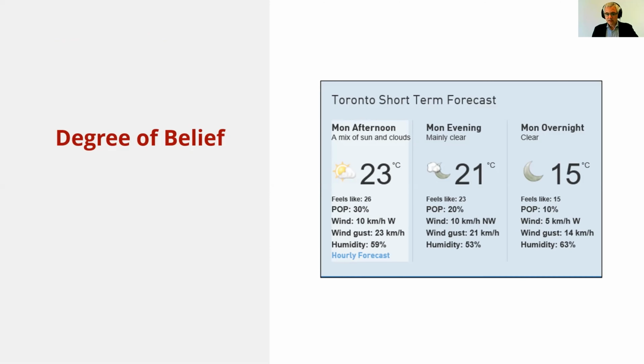Let's take a simple example with the weather forecast. Each day you might look at the weather forecast and read what is the probability of precipitation, the POP. And you decide, based on personal experience, if the POP is 50 or less, then you don't take an umbrella. If it's higher than that, then maybe you take an umbrella with you or wear a rain jacket.